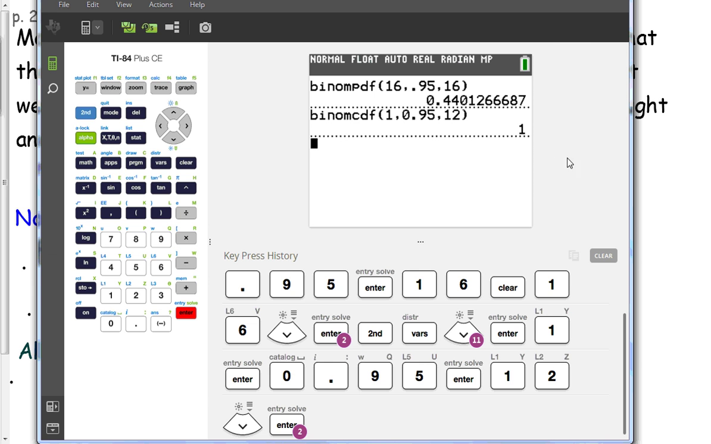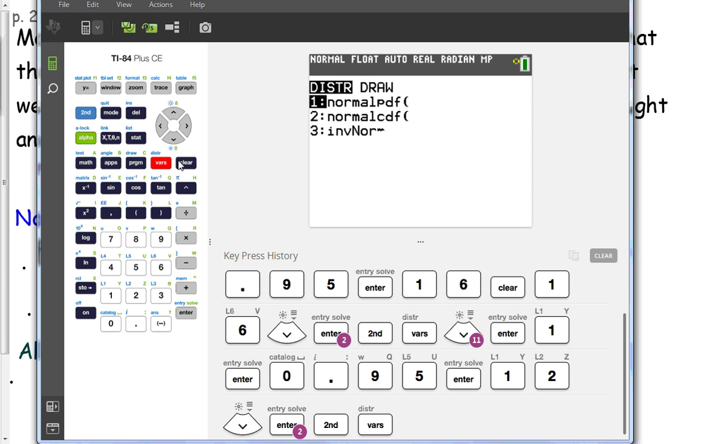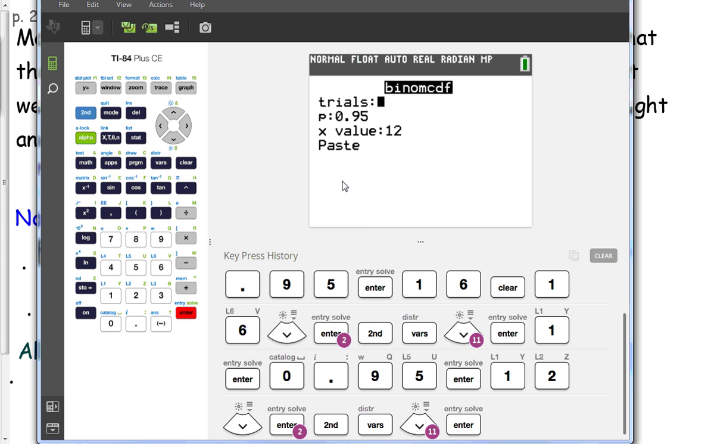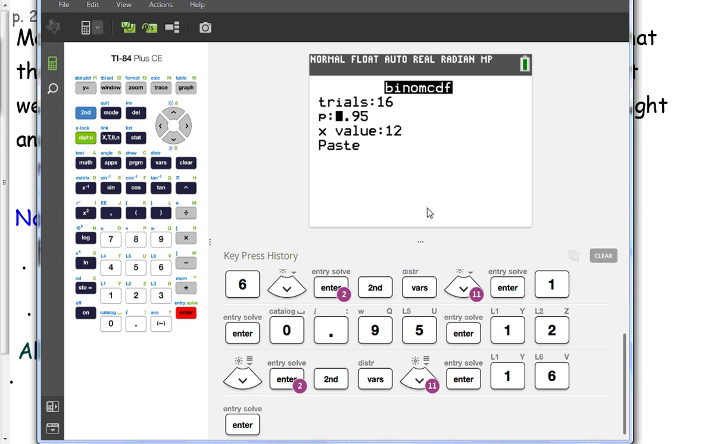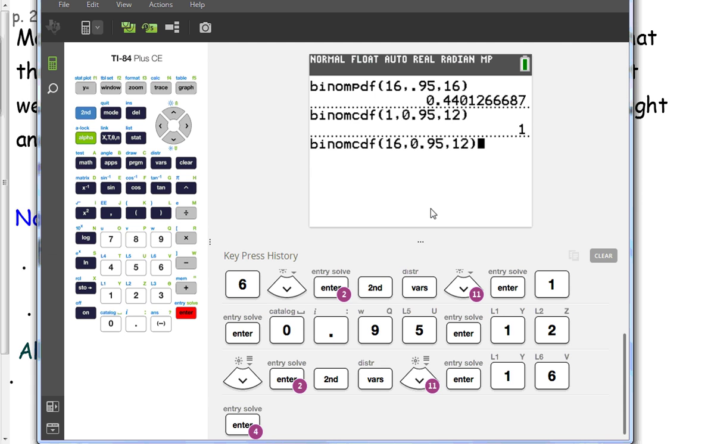That doesn't look right. Oh, I see I have a typo. We're going to do it one more time here. 16, not 0. So we'll go back down to B. And again, it's 16, not 1. That should make a lot more sense now. That's why chance was 1. Now that looks better. Okay.